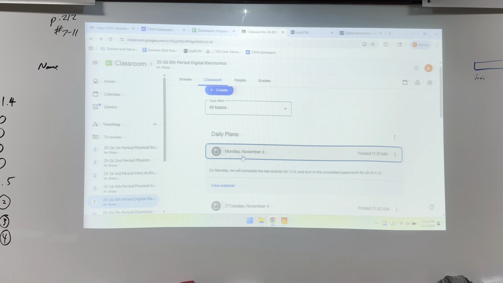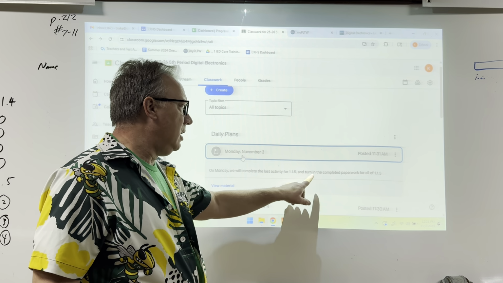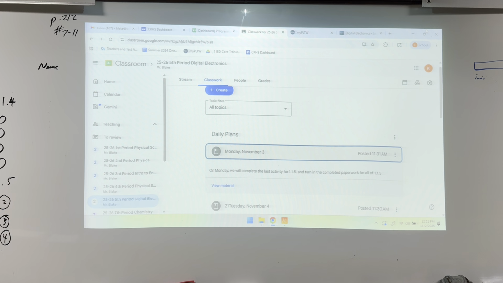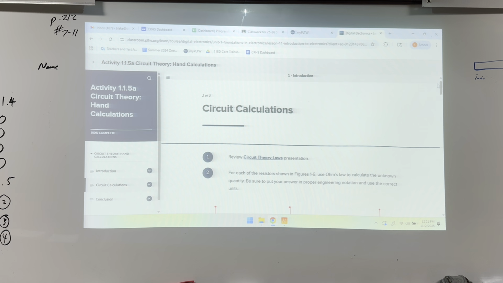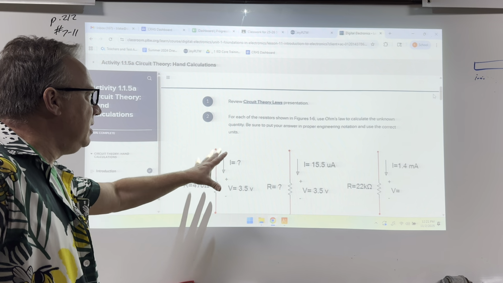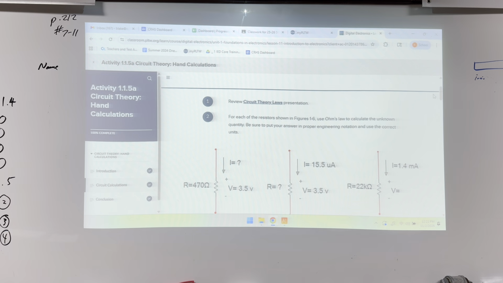Okay, today is Monday, November 3rd, and you're supposed to complete the activity for 1.1.5. A is the last activity, and turn in the completed paperwork for all of 1.1.5. So you have somewhere in a notebook been working on, this is the one we're going to do, 1.1.5a, and these are hand calculations, so you're learning how to do this without Multisim.